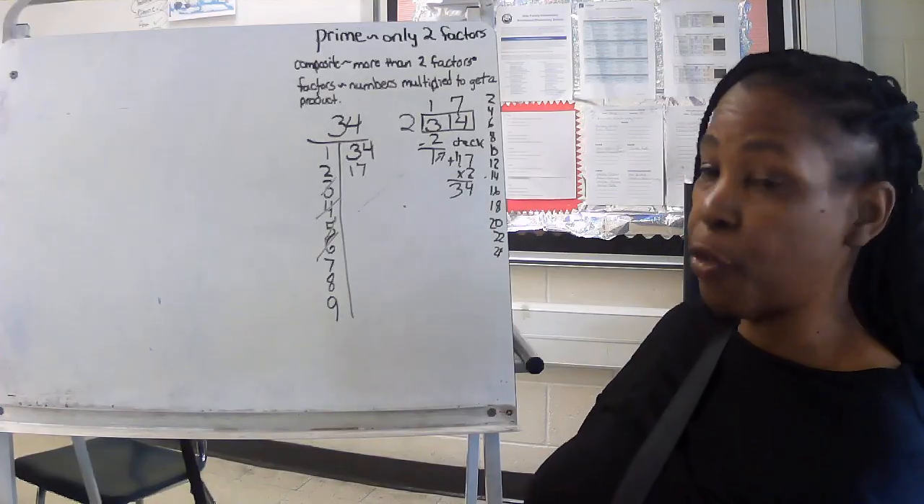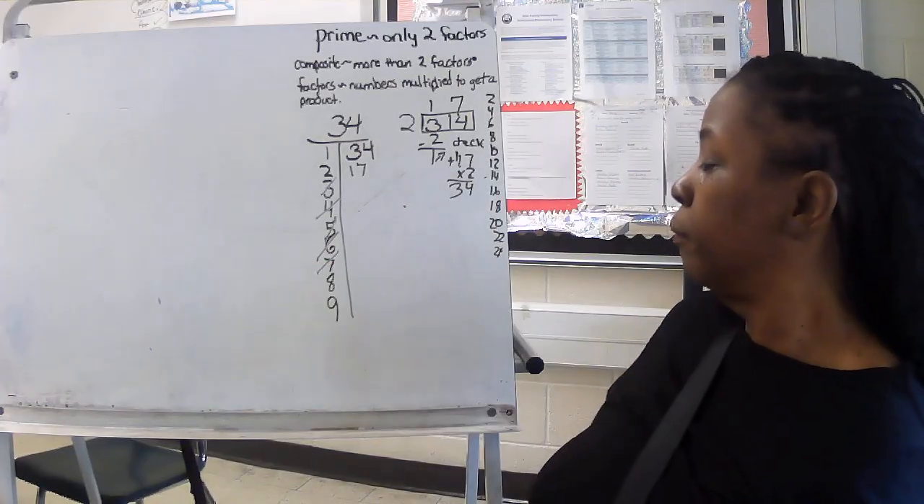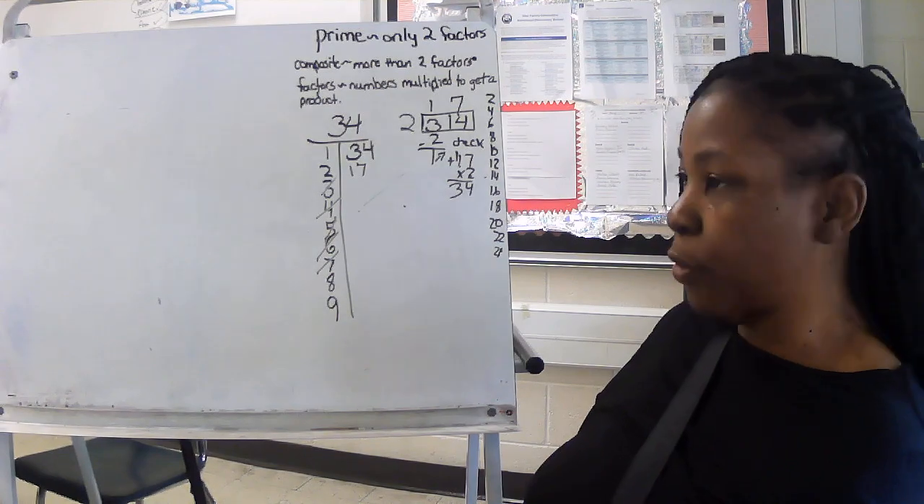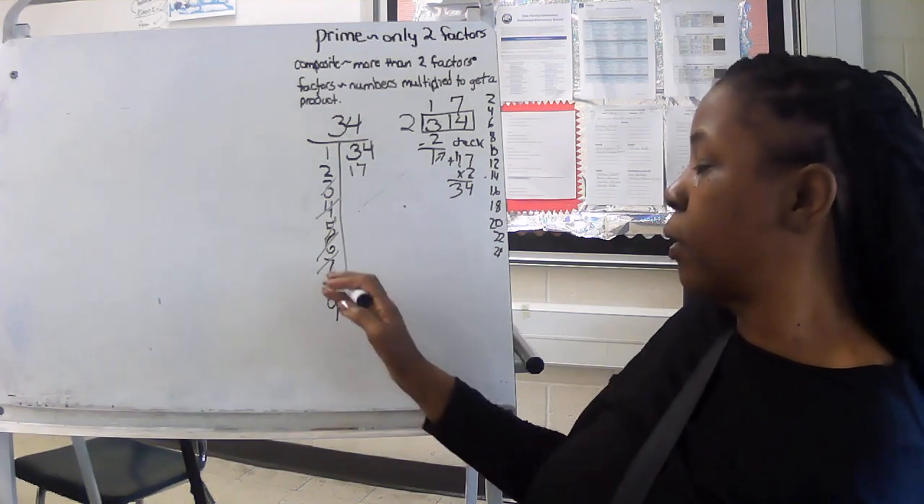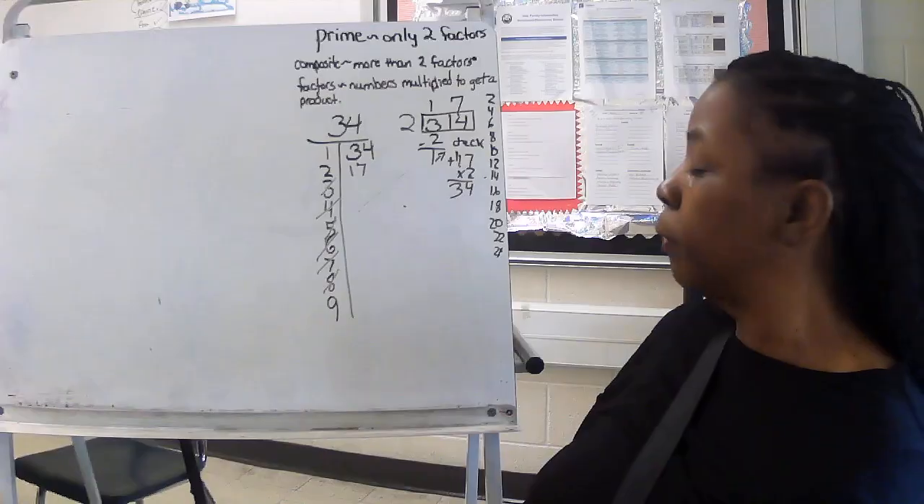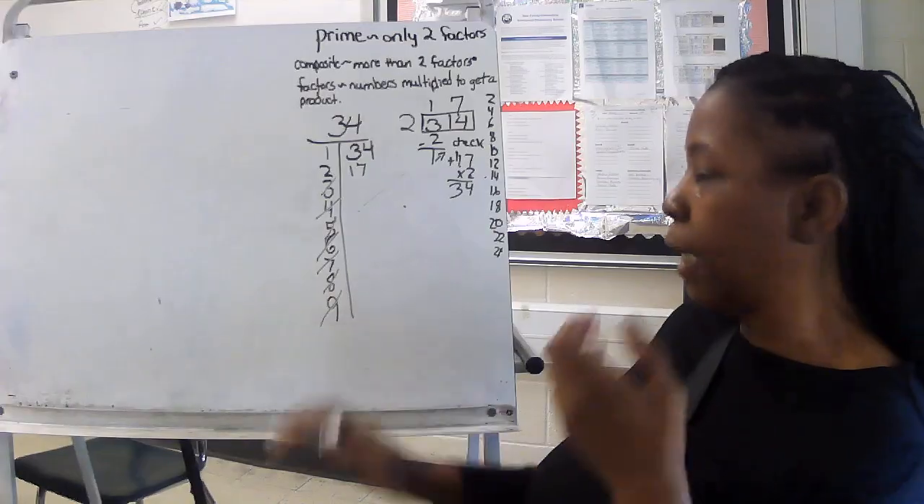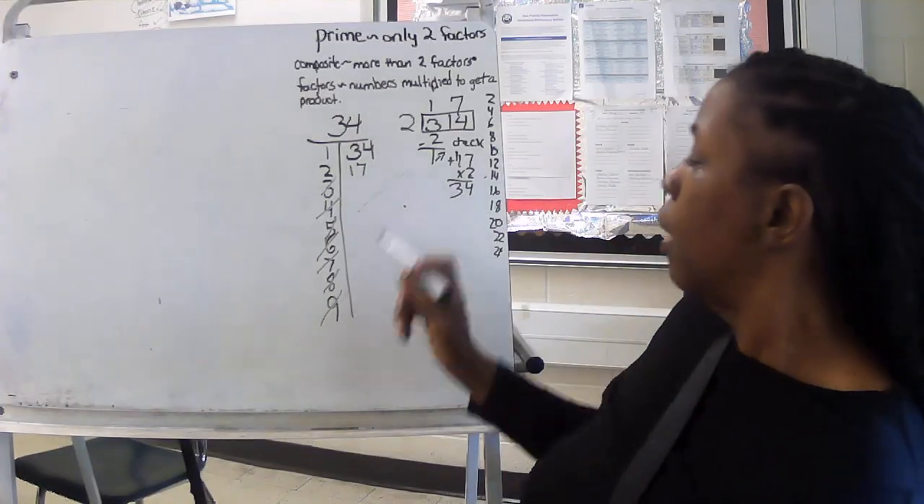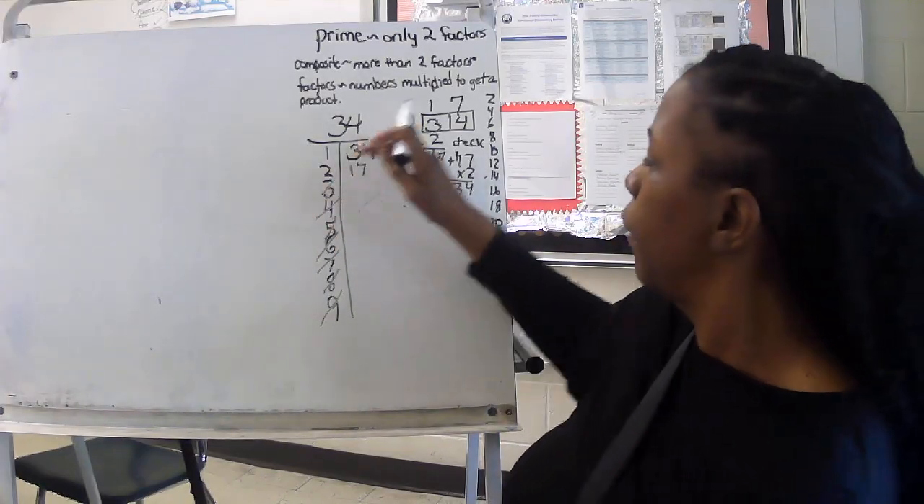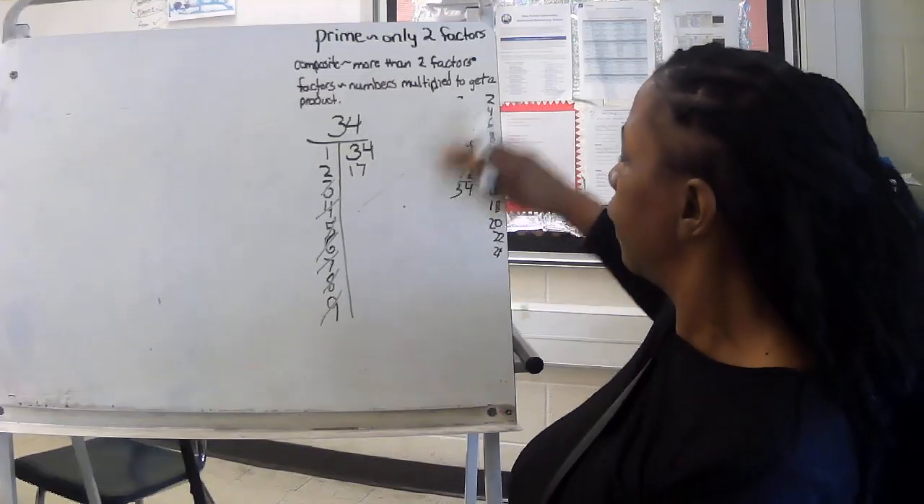7 times 5 is 35. 8 times 4 is 32. 8 times 5 is 40. So we know it's not a factor of 34. 9 times 4 is 36. So we know 9 is not a factor of 34. So our factors are, let me put my little equal sign here.